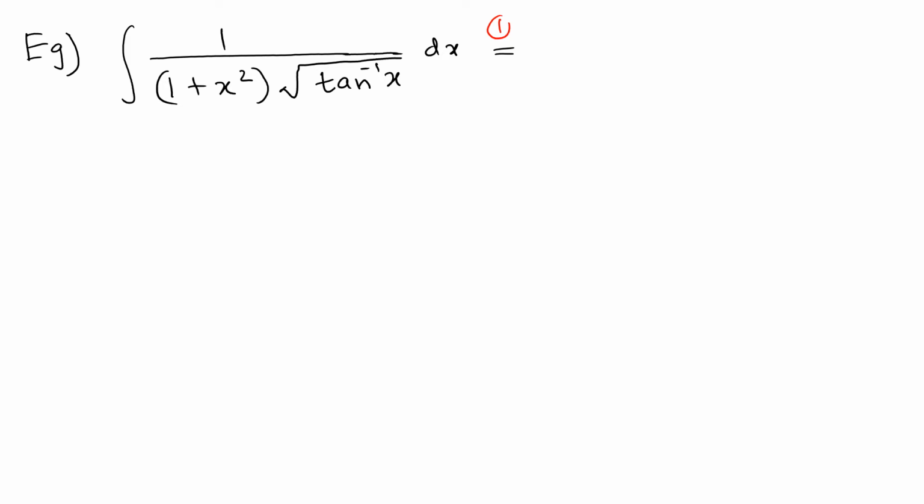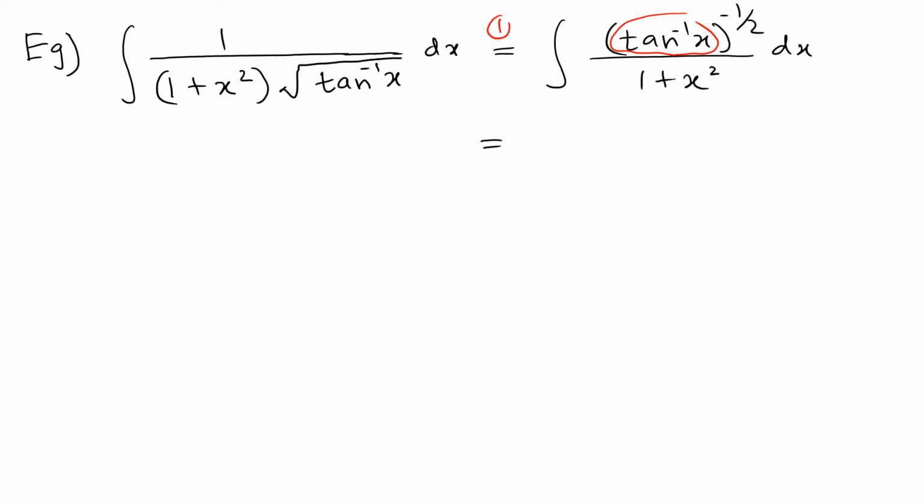So we're going to take the function to the top. We can write this one as tan inverse x to the negative 1/2. And then we have the derivative of the inside function, so we can simply treat this like an x. If you treat it like that, you can see the answer is going to be simply tan inverse x.